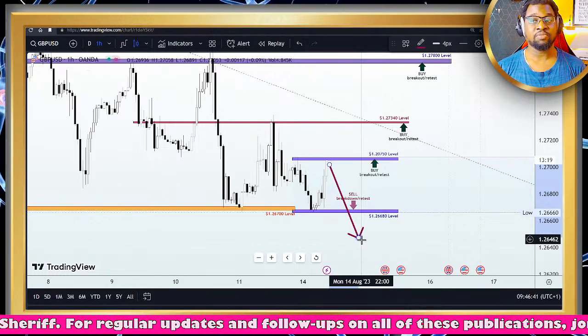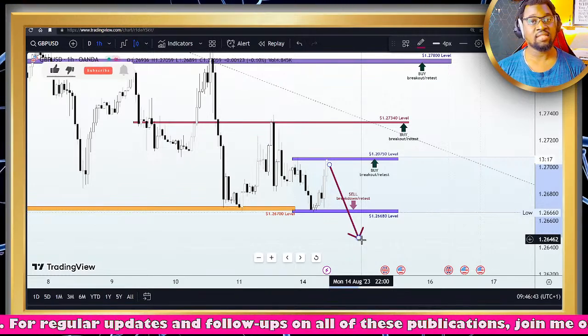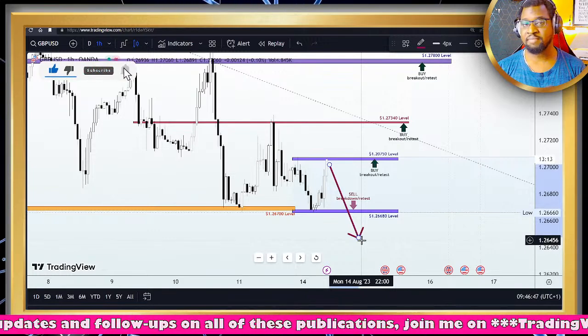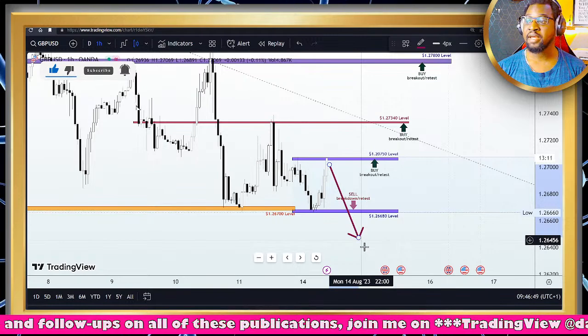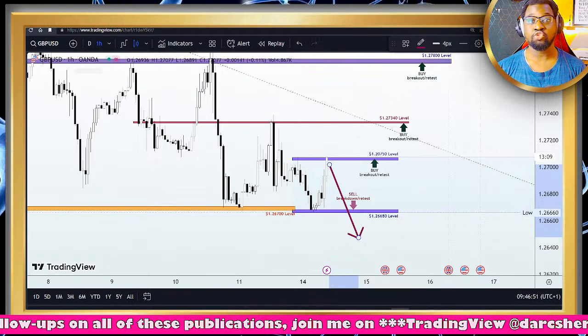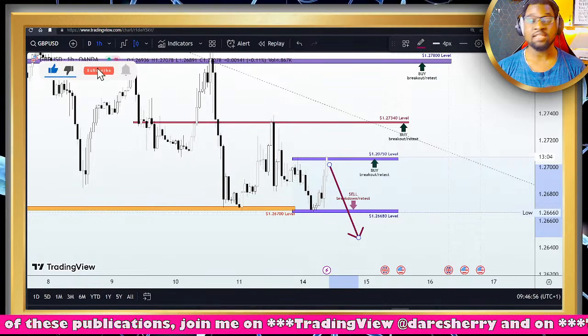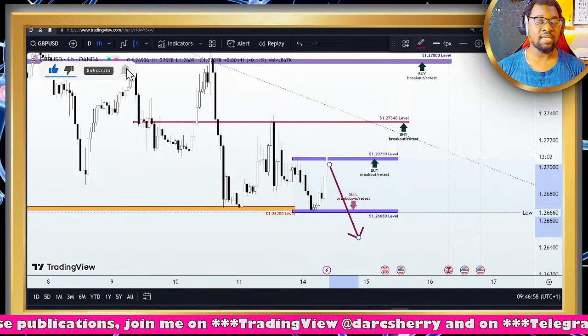So as soon as price breaks down the 1.26680 level, we scale down to our lower time frame. It could be the 5 minutes, 10 or 15 minutes time frame to look out for signs that truly buyers are finding it difficult to climb back above that ascending trend line, above the key level.